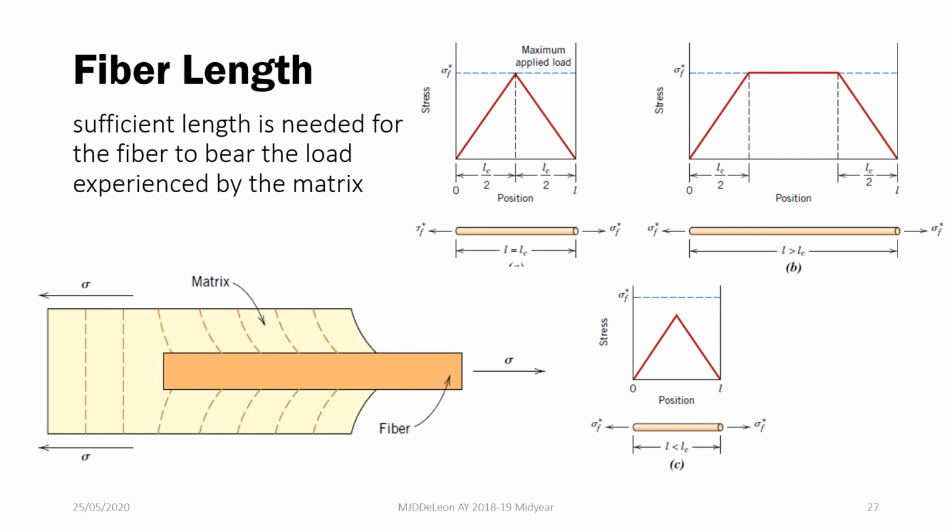An important property of our fibers in our composites is the length of the fiber reinforcements. There must be a sufficient length depending on the type of materials that we have in our composite, such that enough yung length ng fiber mo para ma-bear yung load na na-experience ng ating matrix. If it is too short, it might not be able to bear as much load, making it ineffective as a reinforcement.